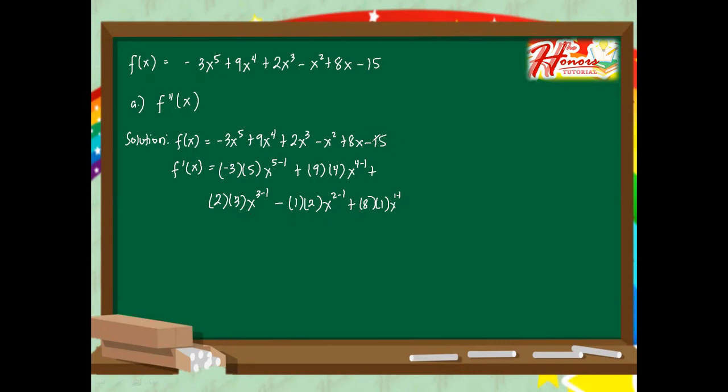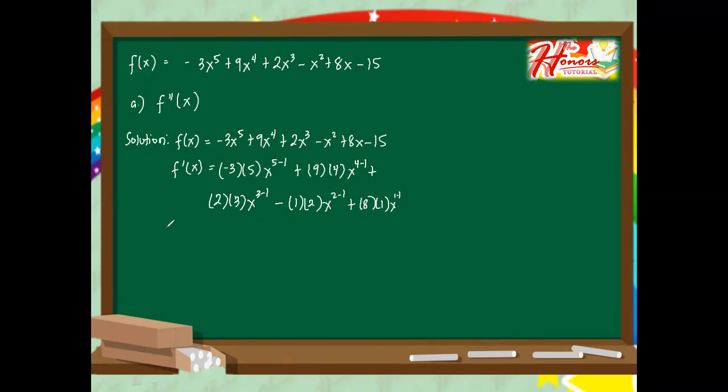And then since negative 15 is a constant, automatically it will become 0. So you have the option if you will write it or not, but you can just eliminate it right ahead. Okay? So let's continue solving.